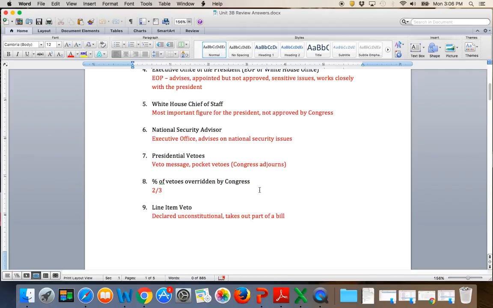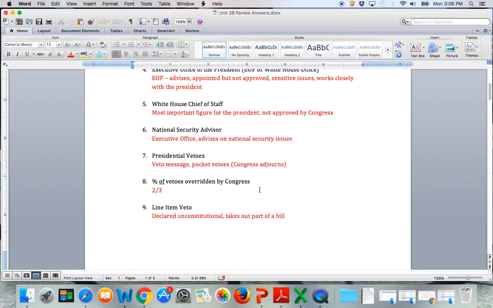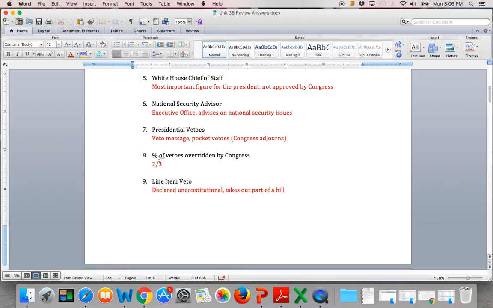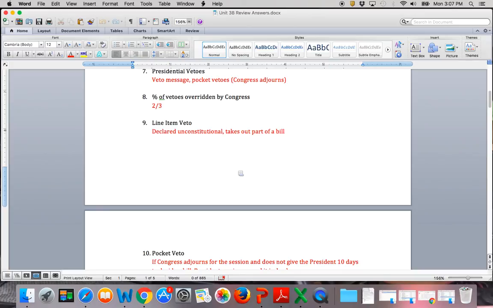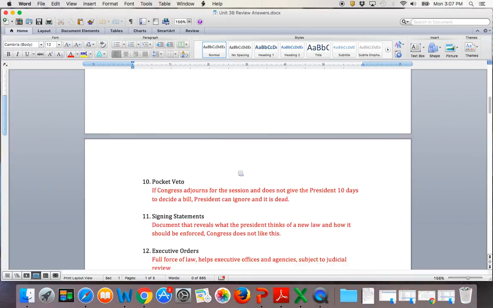The President can veto a bill sent by Congress. Again, pocket veto: let it sit on the desk for 10 days, and if Congress adjourns before then, it becomes a pocket veto. Two-thirds is the percentage of votes needed to override a veto by Congress, not often done, and recently done to Obama. A line item veto, declared unconstitutional, takes out part of a bill. Some governors can do this, but the Supreme Court said this is unconstitutional.